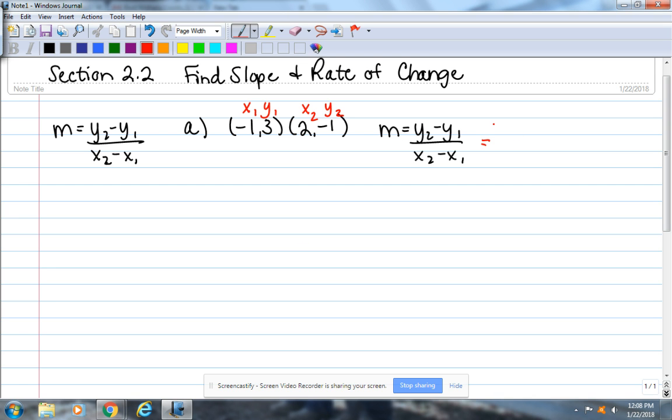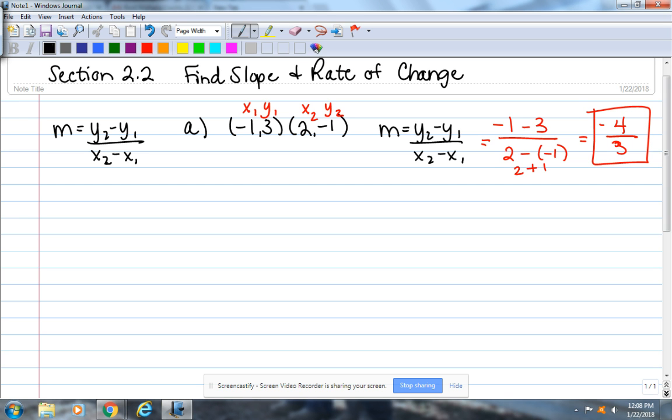So our y2 is negative 1 minus our y1 is 3, divided by our x2 coordinate is 2 minus our x1 is negative 1. And then what you do is you just simplify your numerator and your denominator. Negative 1 minus 3 is negative 4. 2 minus negative 1 is the same thing as 2 plus 1, which is 3. And for your fractional answers, make sure they are in simplest form. So negative 4 over 3 will not simplify. Therefore, that is the slope of the line that contains those two coordinates.